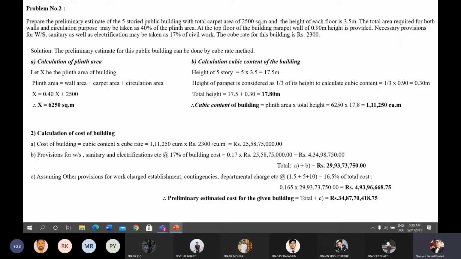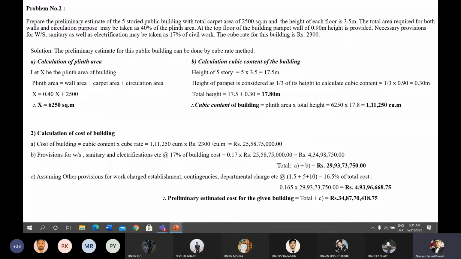Now, provision for water supply and electrification is given in total of 17% of the civil work. Civil work means the cost of the building. And 17% is 17 divided by 100, you will get the value of 0.17, which is multiplied by the total cost of the building, which gives the value of 4 crores 34 lakhs 98,750 rupees. And now add item A and B, you will get the value of rupees 29 crore 93 lakh 73,750 rupees.